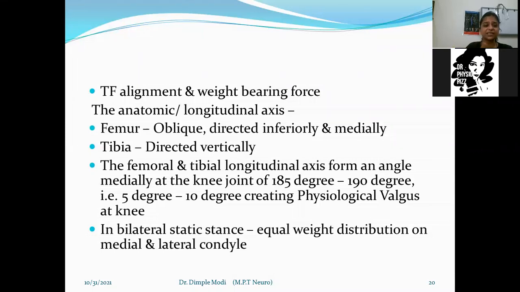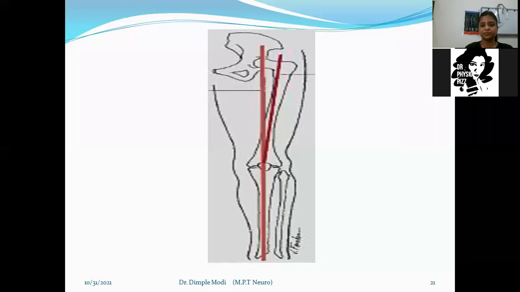In bilateral stance, there is equal distribution on the medial and lateral condyle. But when there is a unilateral stance, you can see where the line starts. It goes to the talus, if you make a line.